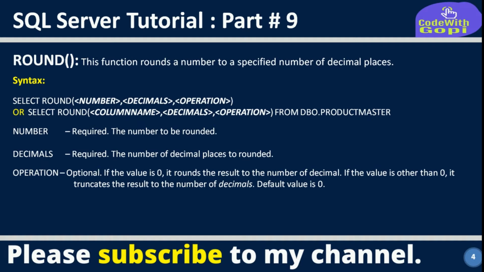If the value is 0, it rounds the result to the number of decimals. If the value is other than 0, then it truncates the result to the number of decimals. Whatever decimals we are getting in the result, it will truncate if we are using a value other than 0. By default, this operation value will be 0. Even if you are not providing the operation, the system will treat it as 0.